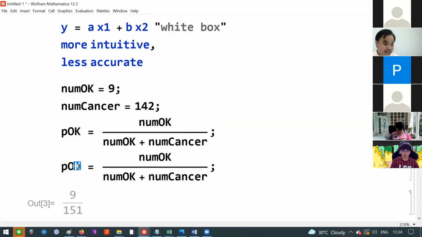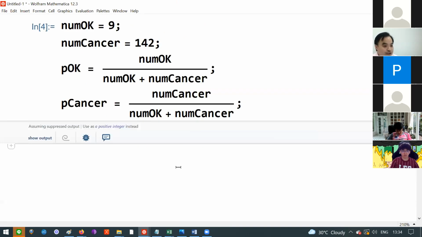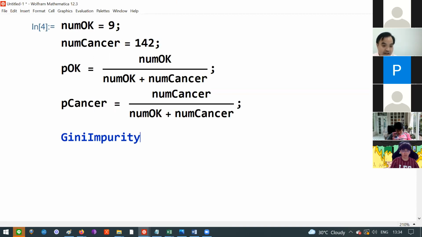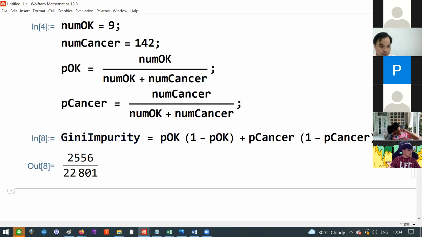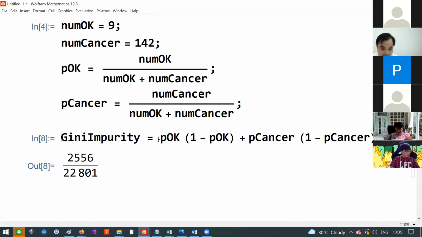Likewise, probability or proportion, let's just call it proportion. It's a probability because if you pick a person randomly from this room, you have a high probability of picking a cancer patient, right? So this number is for cancer. So we have this. Gini impurity is equal to P_OK times (1 minus P_OK) plus P_cancer times (1 minus P_cancer). And that number, let's make it numerical.